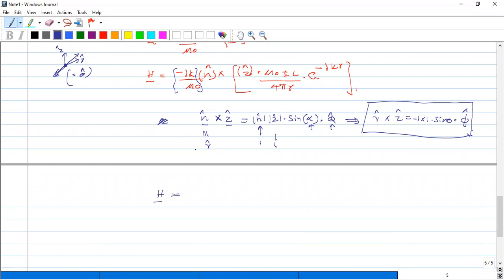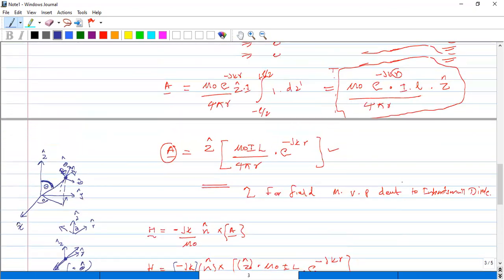Okay, so this is the magnitude, it will not change, minus jk mu naught, this is the magnitude, mu naught Il e to the power minus jkr, so 5r. Okay, and n hat cross product with z hat is minus sine theta 5 hat. Okay, so you can see that the H field is in the 5 hat direction.